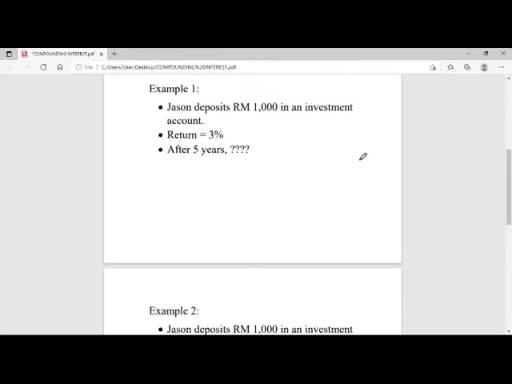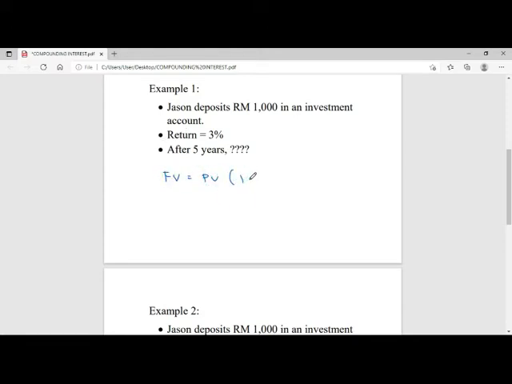Next, let's take a look at example 1. Let's say Jason deposits 1,000 ringgit in an investment account, and given that the return of this investment account is 3% every year, what would be the amount of the 1,000 here after 5 years? So this is the formula that we have to use.